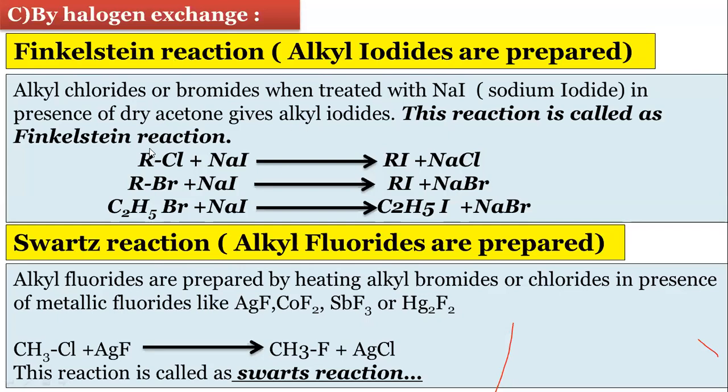See this reaction, RCl. Directly we will take one example, C2H5Br, ethyl bromide, plus sodium iodide. The halogen is exchanged: iodine is exchanged here and bromine is exchanged here. So we get the product C2H5I, iodides are prepared, and the byproduct is sodium bromide.